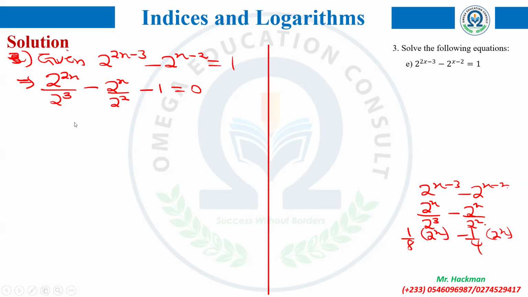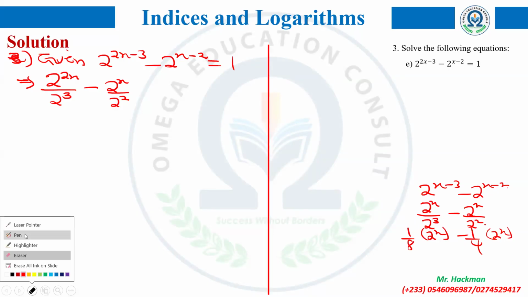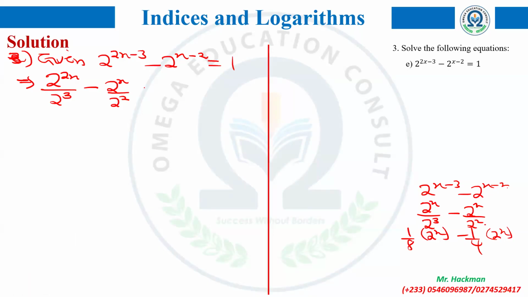Okay, let me keep the 1 there before somebody gets confused, and later move it. Okay, so quickly, this is what I'm going to get. So it's equal to 1. Then later, I will move it when I'm simplifying.